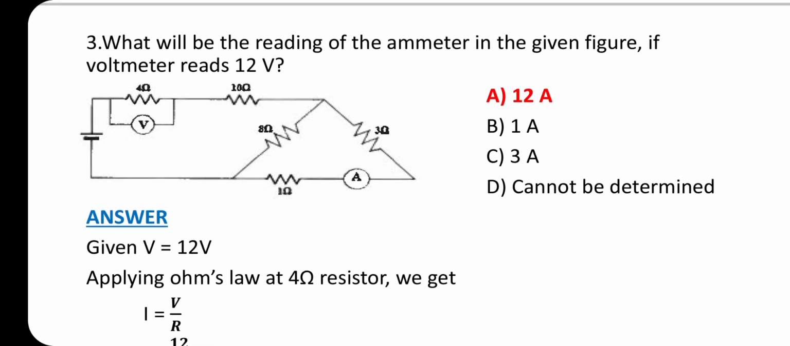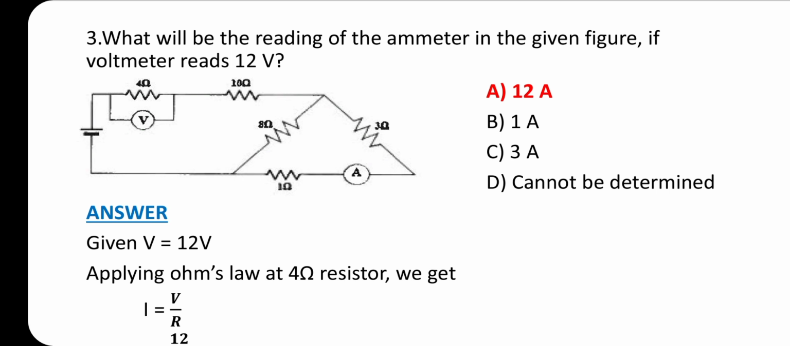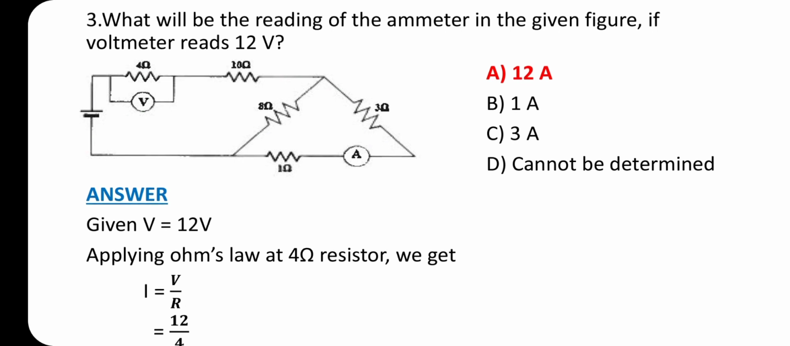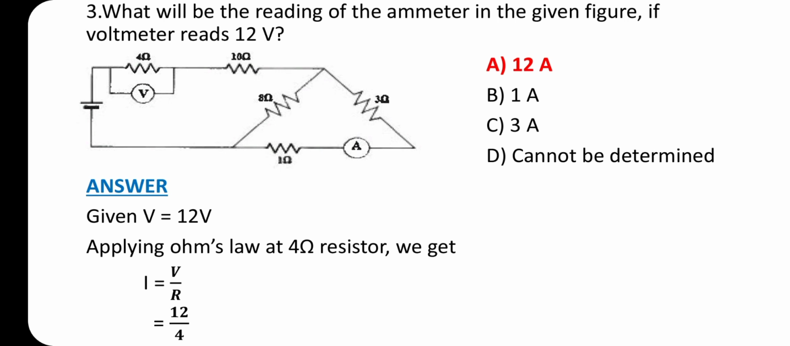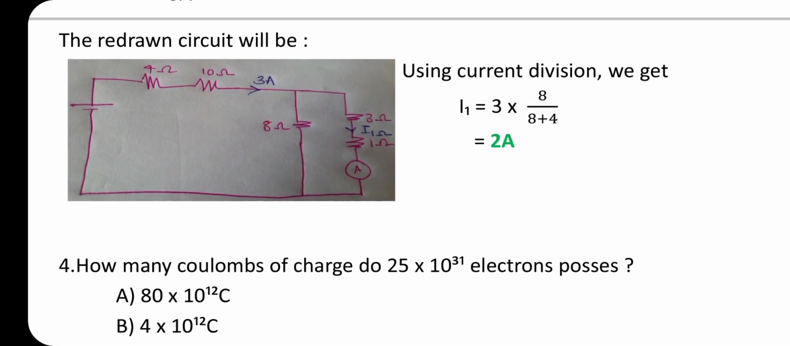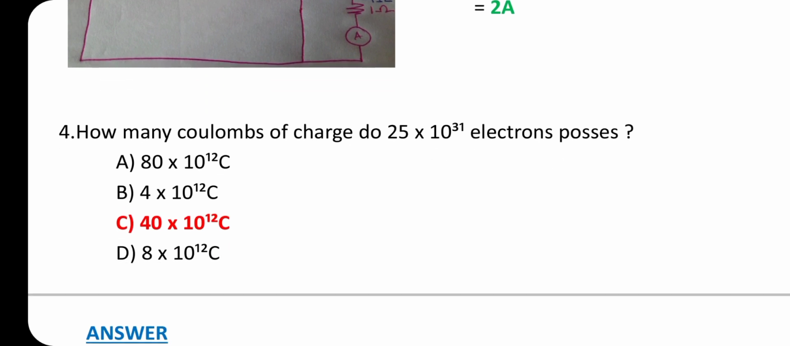What will be the reading of the ammeter in the given figure if the voltmeter reads 12 volt? The answer is option A, 12 ampere. Given voltage equals 12 volt, applying Ohm's law at the 4 ohm resistor, we get I equals V by R, which is 12 by 4, which is 3 ampere. Then the redrawn circuit will be like this. Using the current division rule, we get I1 equal to total current into opposite branch resistance divided by total resistance, which gives the current 2 ampere.